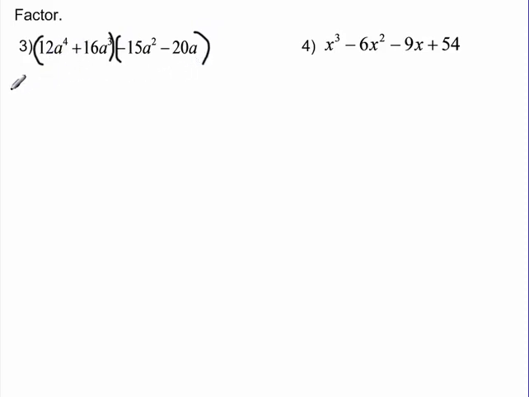12 and 16, I could take a 4 out of there. a to the 4th and a cubed, I could take a cubed out of there. So that's supposed to be a cubed. Okay? What am I left with? I'm left with a 3a. Okay? My a's are horrible with this mouse. Plus 4.